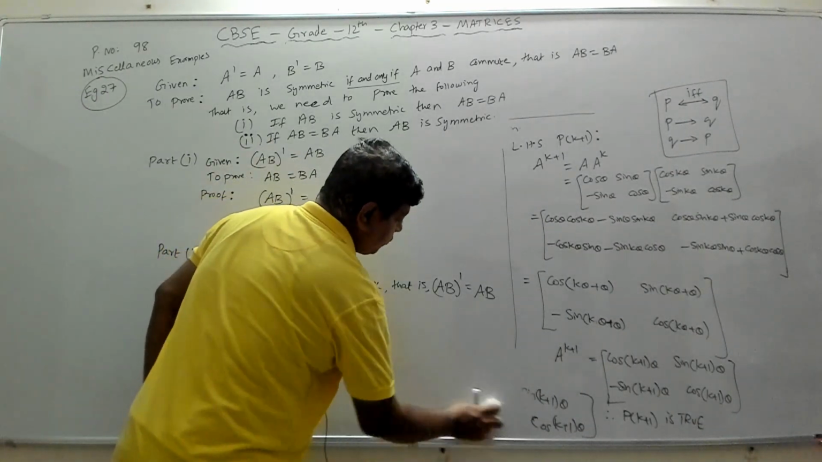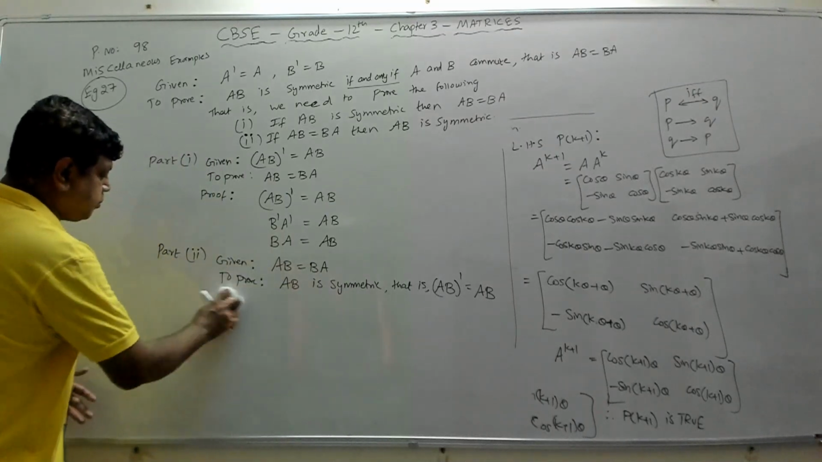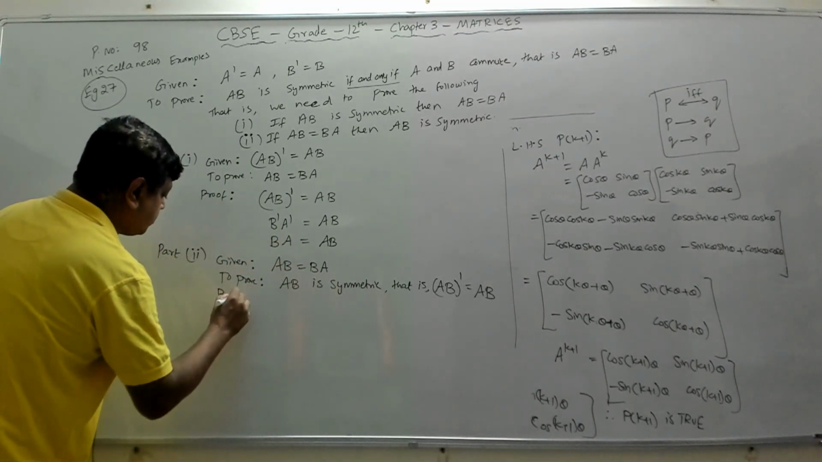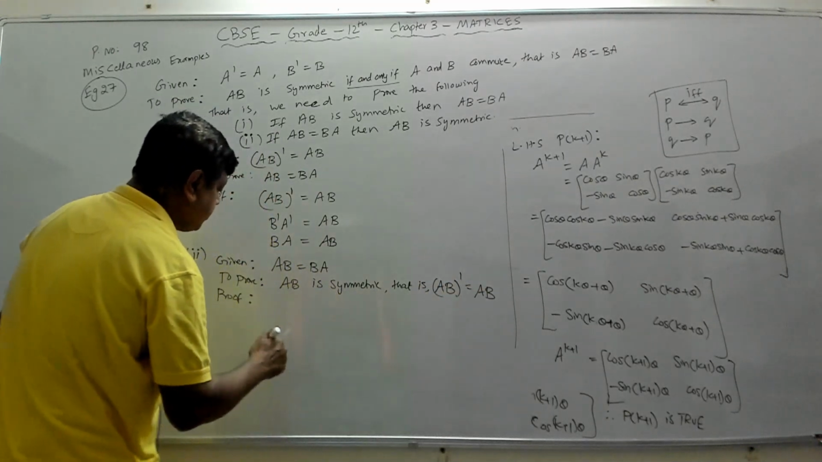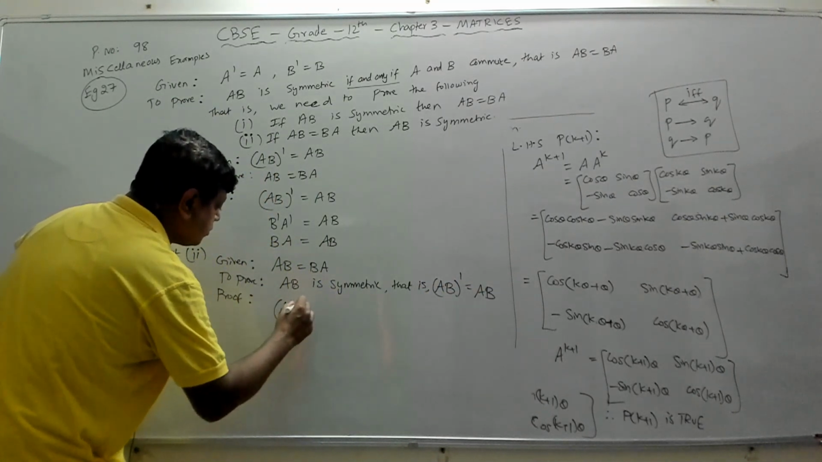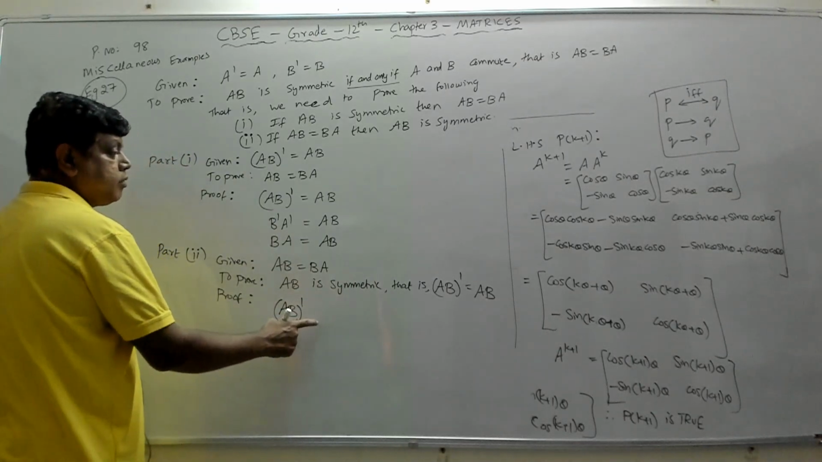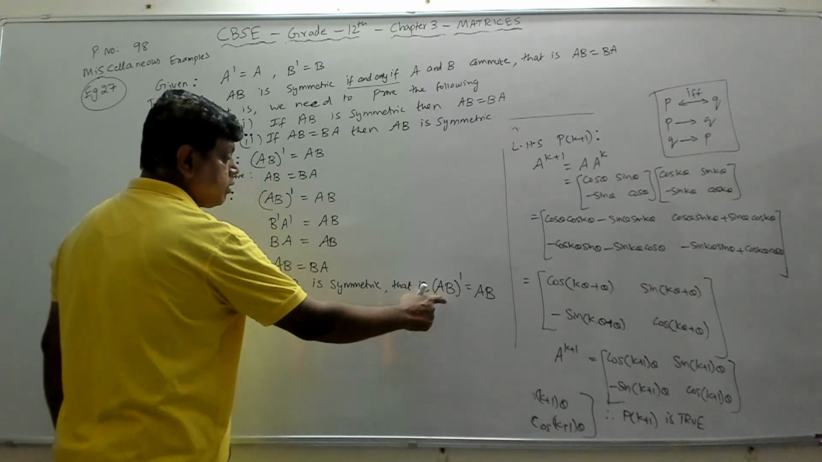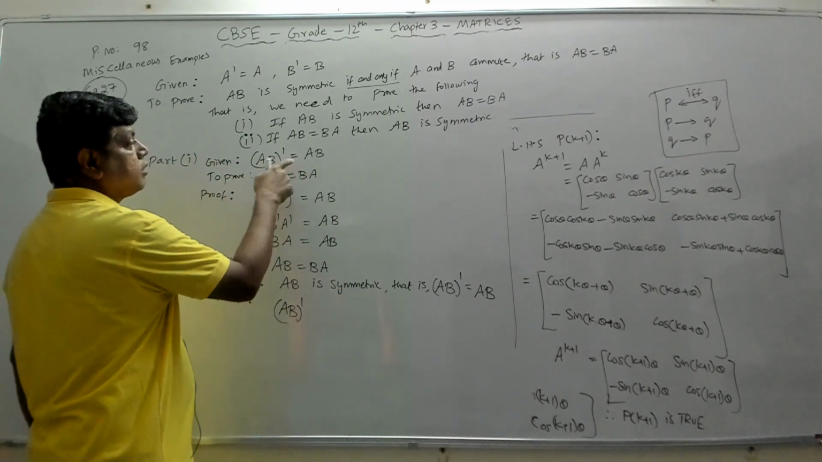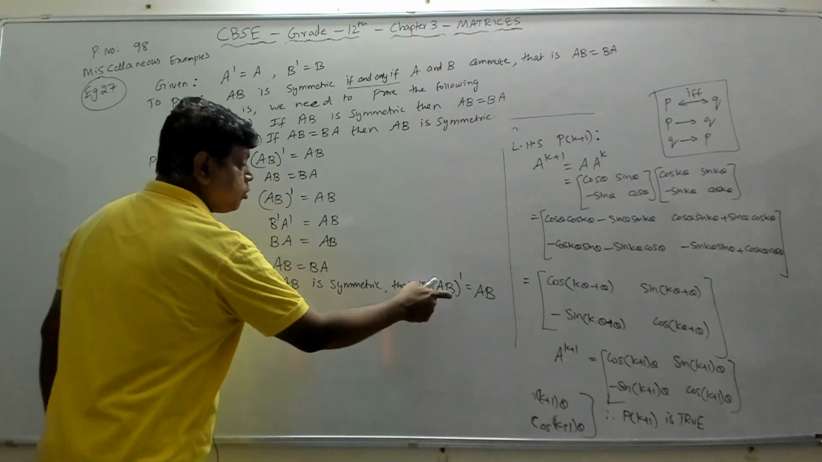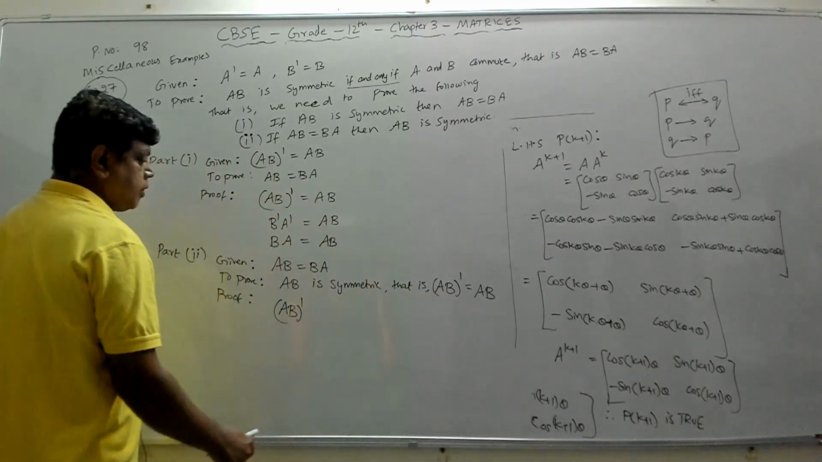Now we will write the proof. Now what is the proof for this? We have to prove that AB transpose equal to AB. We will start with AB transpose. Don't say AB transpose equal to AB here. We cannot say here AB transpose equal to AB because this you have to prove. But there I said that because that is given. But here we have to prove that. In part 2 you have to prove this.